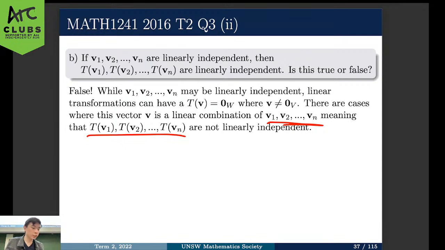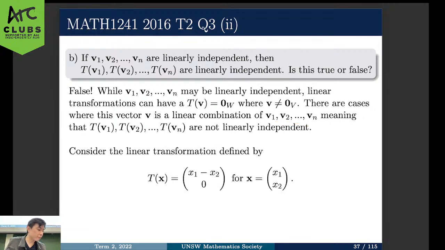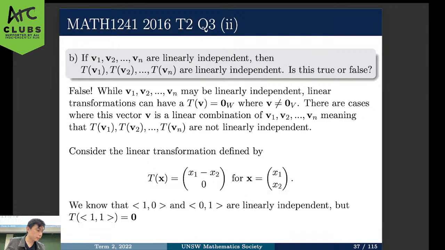That's what I would probably write in an exam. But just to give you an example of how this works, we can define this linear transformation, and essentially we know that these two vectors are linearly independent. Then we can consider the transformation of this vector, which we know is equal to 0, since 1 minus 1 is 0.